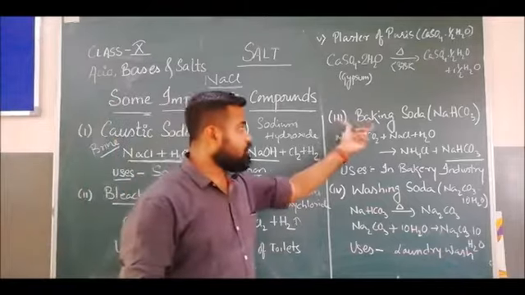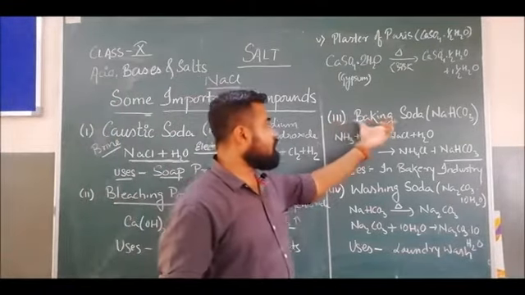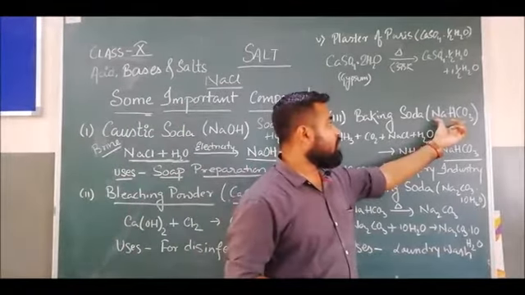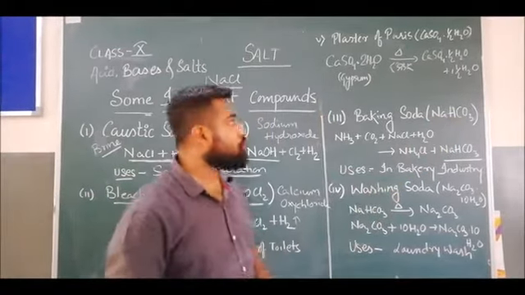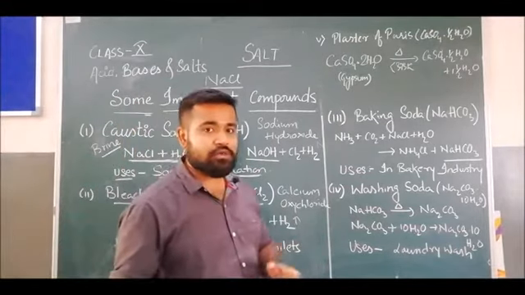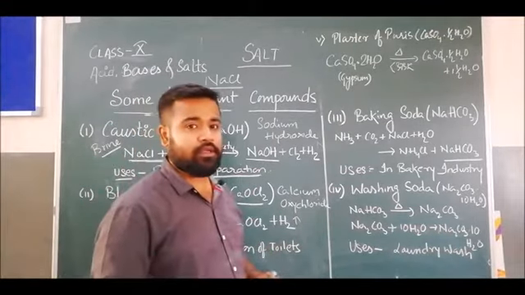Next, we will go to the third one. The third one is called baking soda. Baking soda, whose chemical formula is NaHCO3, which is also called sodium bicarbonate.